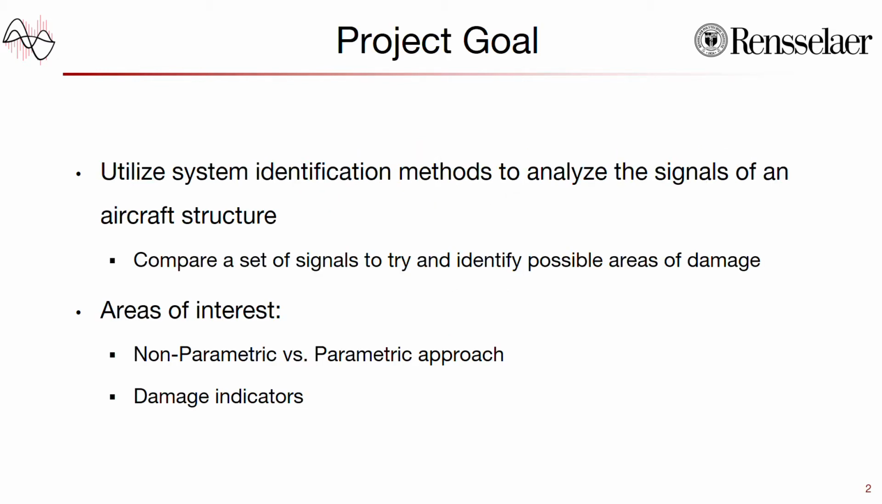So the goal of this project was to utilize pretty much everything that we've learned throughout this semester to analyze the signals of an aircraft structure, and then compare these signals to identify possible damage indicators or areas of damage in the form of changes in natural frequency or damping ratio. I also wanted to compare the non-parametric versus parametric approaches of the time series approach to each other.